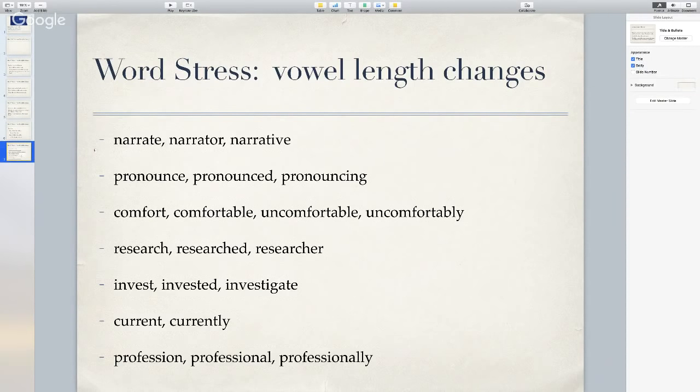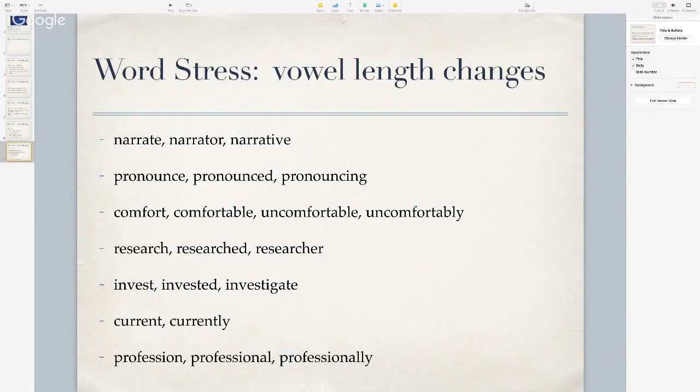All right. But let's jump into all of these words. And I'm going to show my face again so that you can see me.